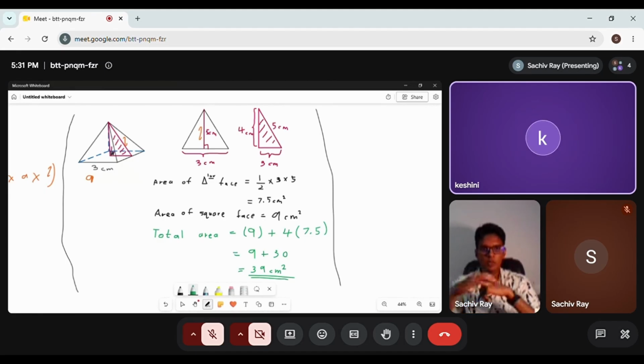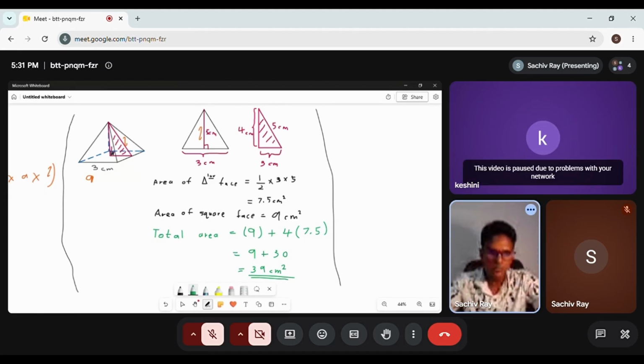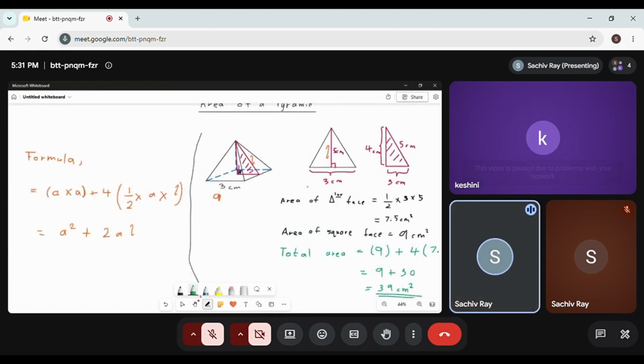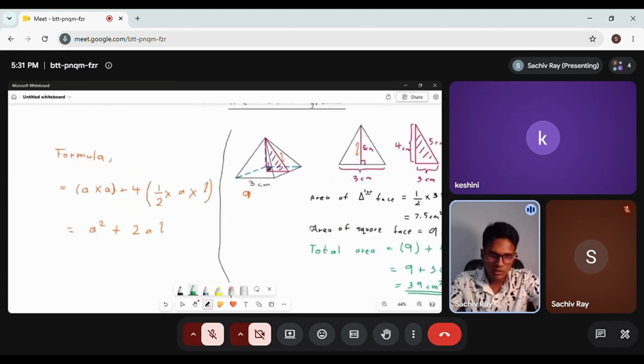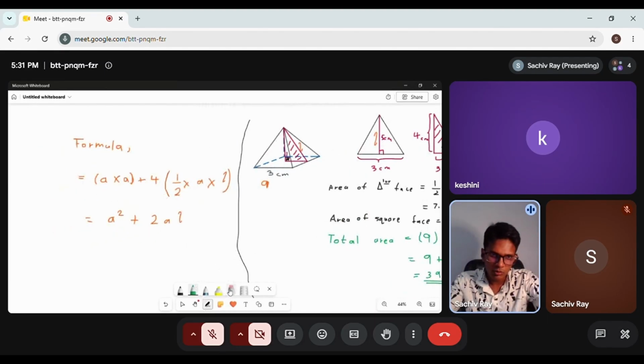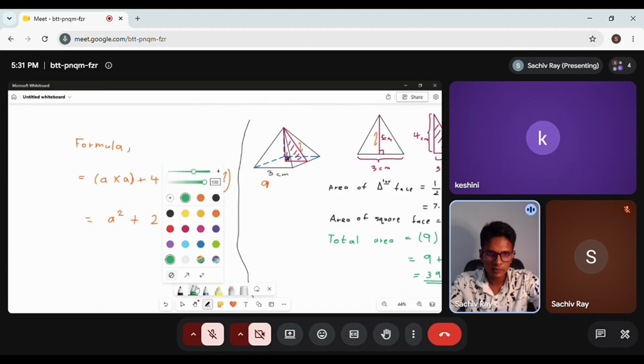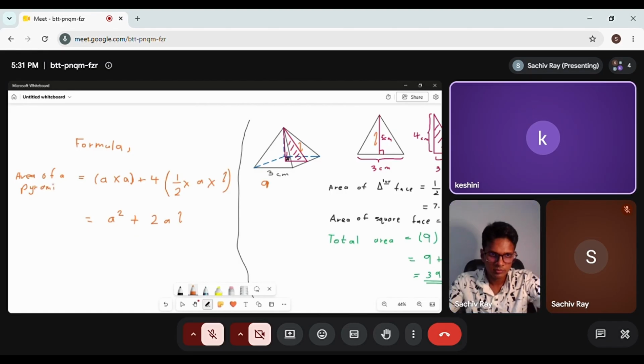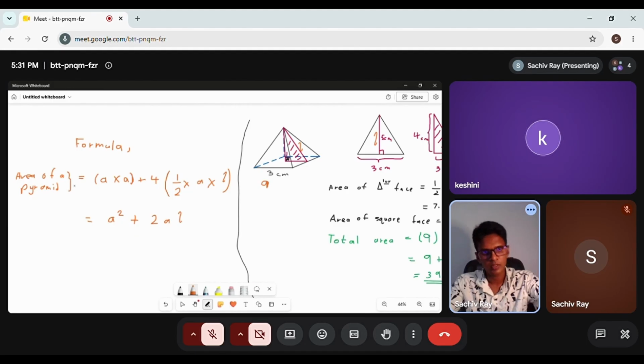Okay, right. So now, in the same diagram, you can mark this as A, L, and the L over here as well. And then you can write this down. You write formula, put a comma, and then you can write this. We'll just write area of pyramid equals that.